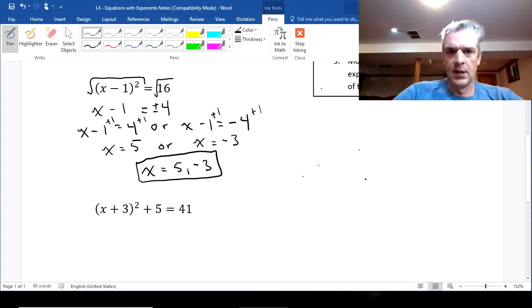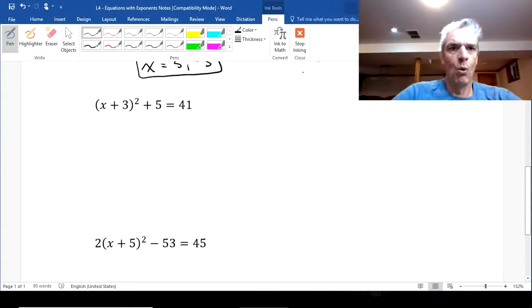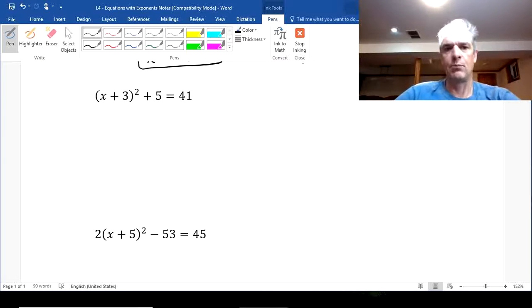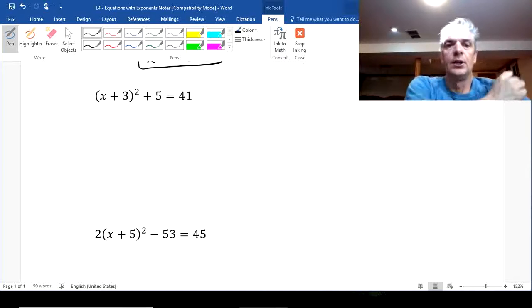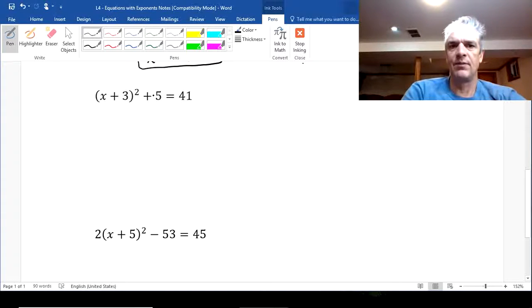Okay, so let's move down and try another question that adds one more step. I'm just increasing the level of steps each time we go. In this particular case, I now have a +5 in association with the component that's being squared. So x plus 3 is being squared, but I also have +5.